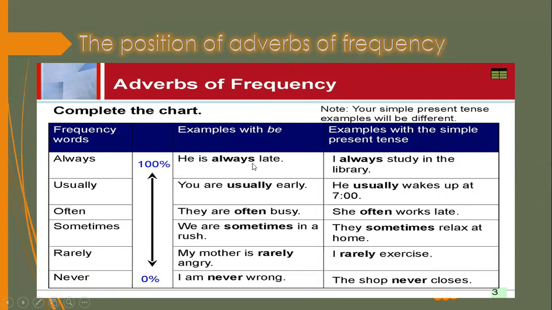It is incorrect. But if we have a main verb like study, we put the adverb of frequency before the main verb. So again, adverbs of frequency come after the verb to be, is, are, and before the main verb. Another example: you are usually early. He usually wakes up at 7 o'clock. So look, here we have usually after are, after the verb to be, and before the main verb wakes.